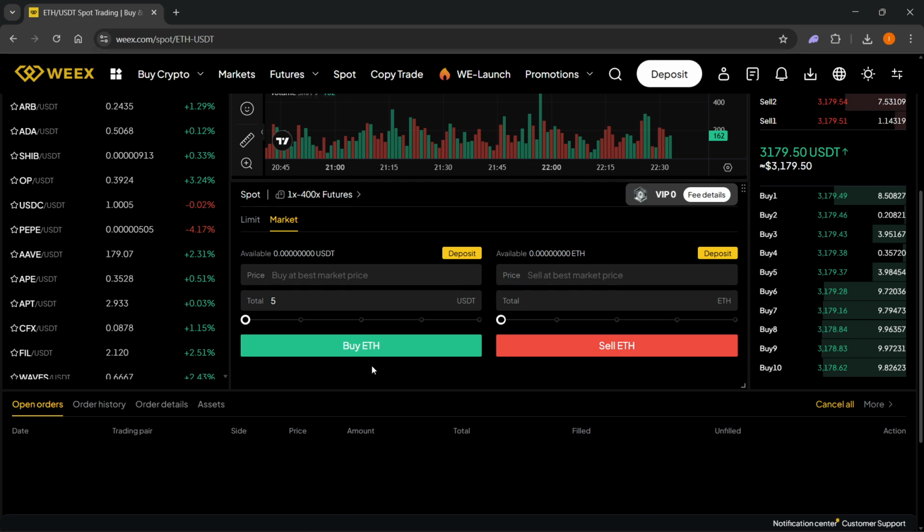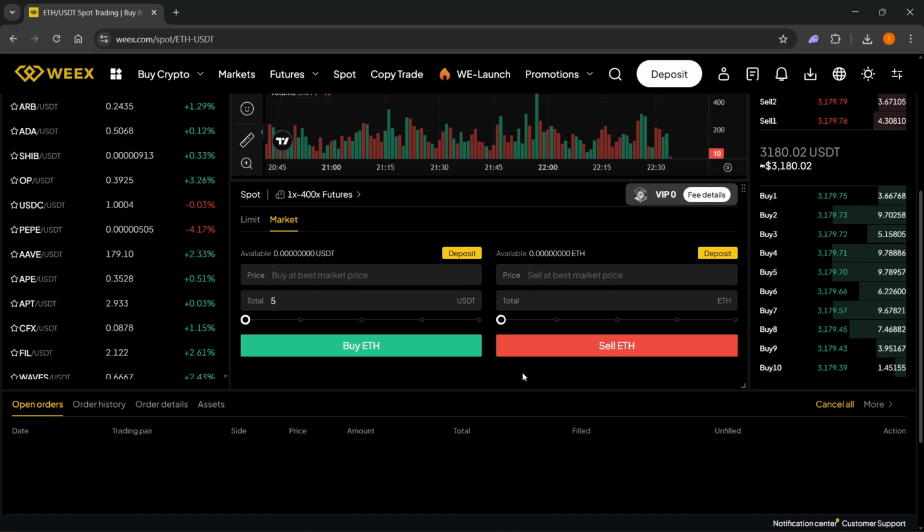And then whenever you're ready to sell, you can just go to sell, select how much of your current holding of that specific token or coin you're trying to sell, click on sell, and that's pretty much all you have to do, and that is how you can trade on Weex Exchange.